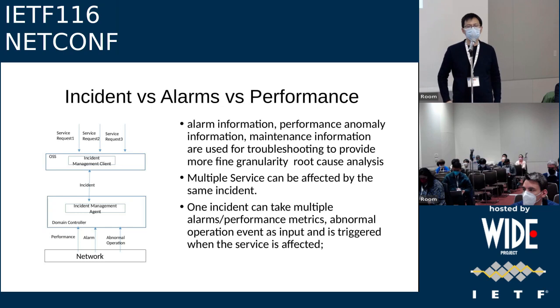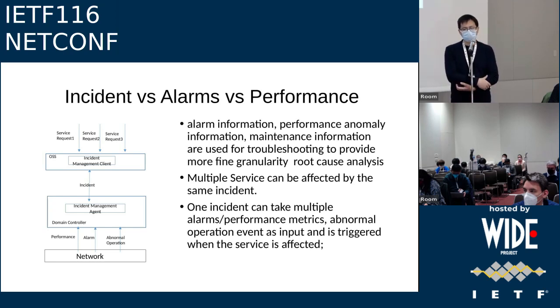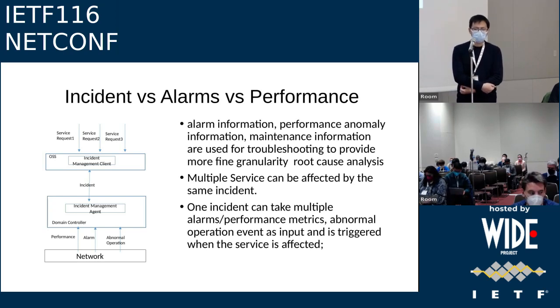Also, we clarify the relationship between the incident, alarm, and performance information. You can see in this figure we have 3 different layers: the OSS layer, the domain controller layer, and the network layer. On top of the OSS, you will receive the service request, so we will link different requests to maybe the same incident. In the southbound of the controller, you can collect various data sources like performance data and alarm data. You can take these different data sources as input. This will decide whether you trigger an incident report based on whether the service gets affected. So I'll stop here. Yeah, that's all.